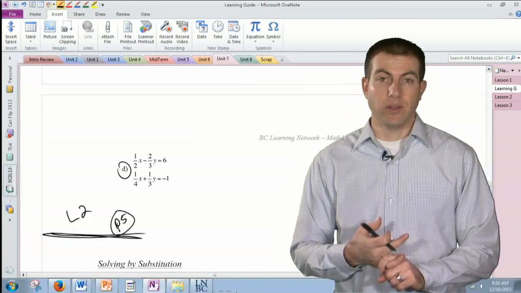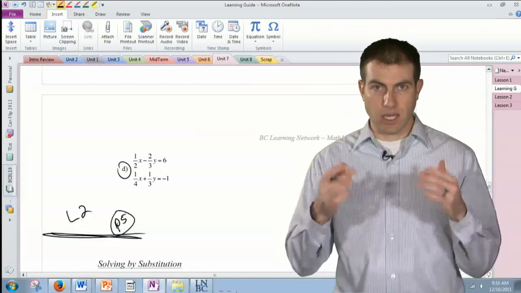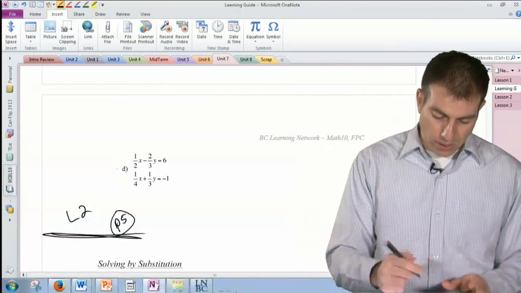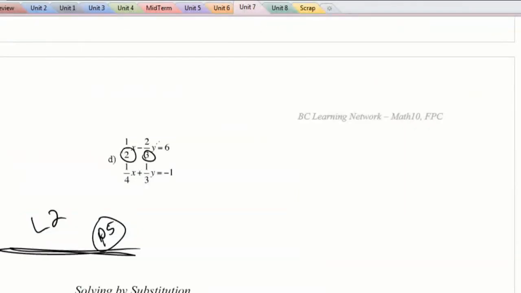It might just work out that we have an x or a y term that's the same, so we can eliminate, but it might not. So I'm just looking at the first one. I see I have a 2 and a 3. My least common multiple of those two things is going to be a 6, so I'm going to multiply everything by 6. And here I have a 4 and a 3, so if I multiplied everything by 12, that would get rid of all my fractions.